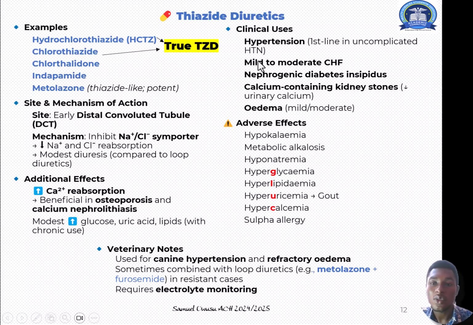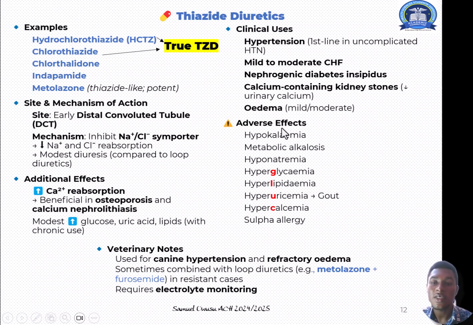The clinical uses is that they are used in the management of hypertension. We can also use them in mild to moderate congestive heart failure. People with nephrogenic diabetes insipidus, you want to give thiazide diuretics. Calcium containing kidney stones, to decrease the urinary calcium ions, you want to also give thiazide diuretics because they tend to cause an increase in calcium reabsorption.